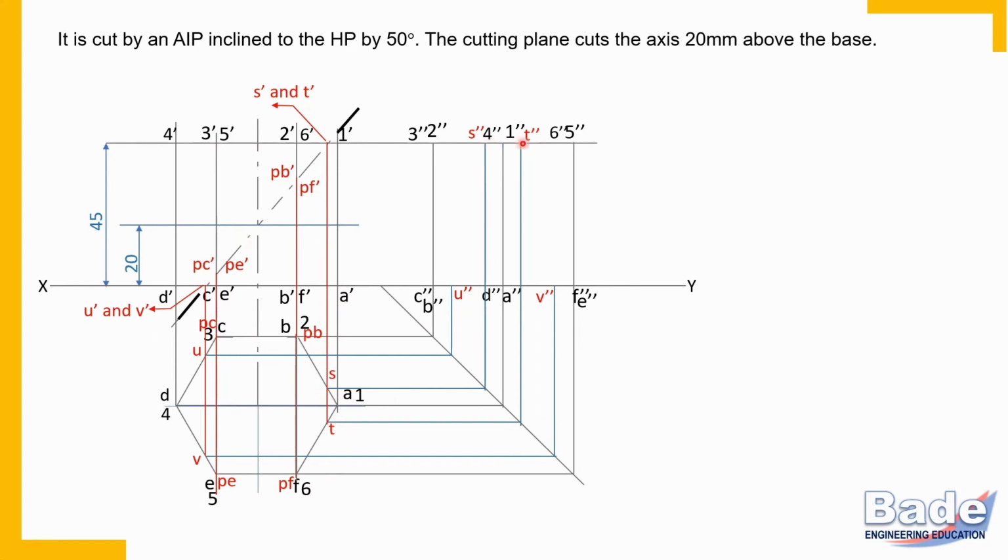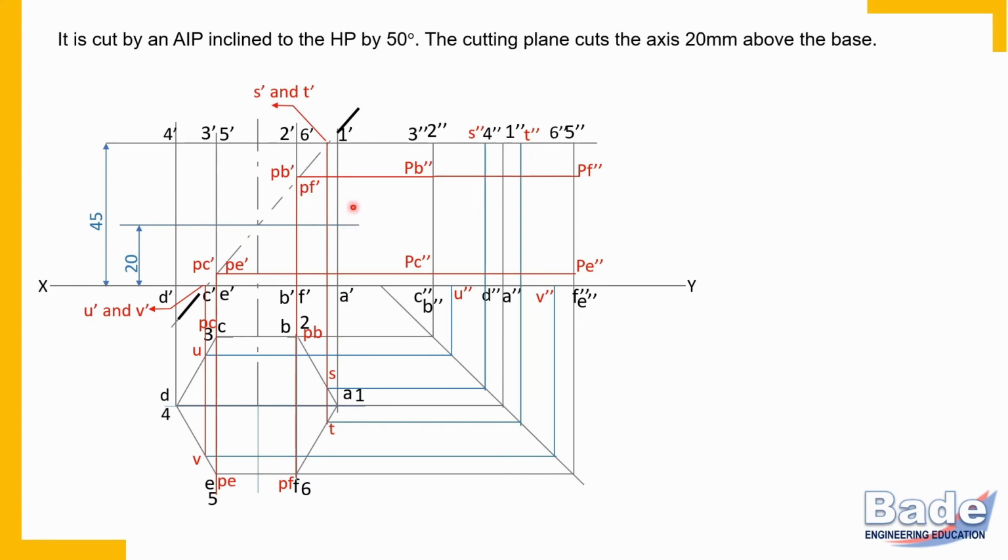So S and T in the side view are at the top and U and V are on the base. Now PB, PF by drawing horizontal projectors, and PC, PE also by drawing horizontal projectors as usual. So PB and PF, PC and PE. So this is how we have transferred all 8 corners into the side view. Now the portion nearer to the observer is the removed portion. The view in which the cutting line is gives you a clear idea about the removed portion and retained portion.